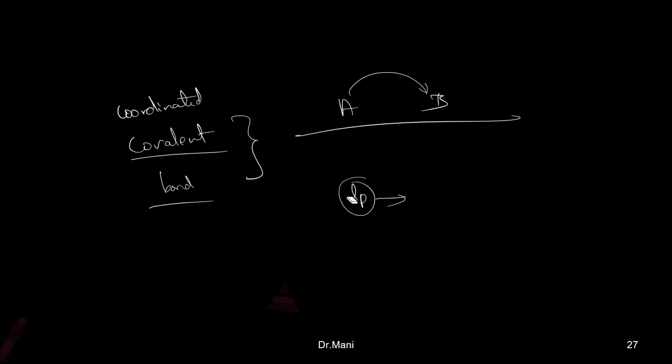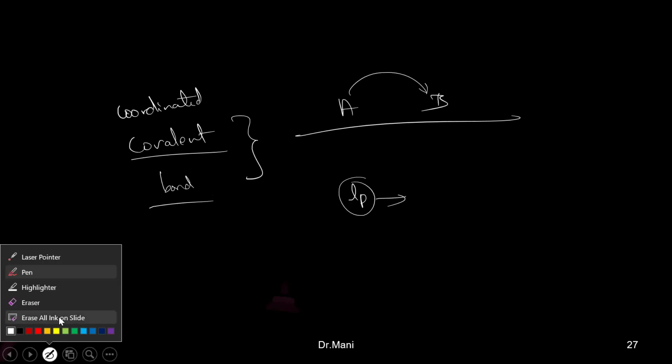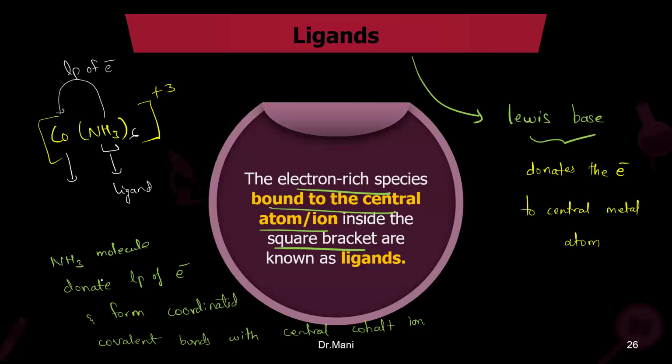Understood? If it's completely transferred, then we call it ionic. If both are contributing, we call it covalent. But only A is contributing and utilized by both, so we call it coordinated covalent bonding. Is that clear? Understood or not? Yes, sir. Okay. So just remember this.